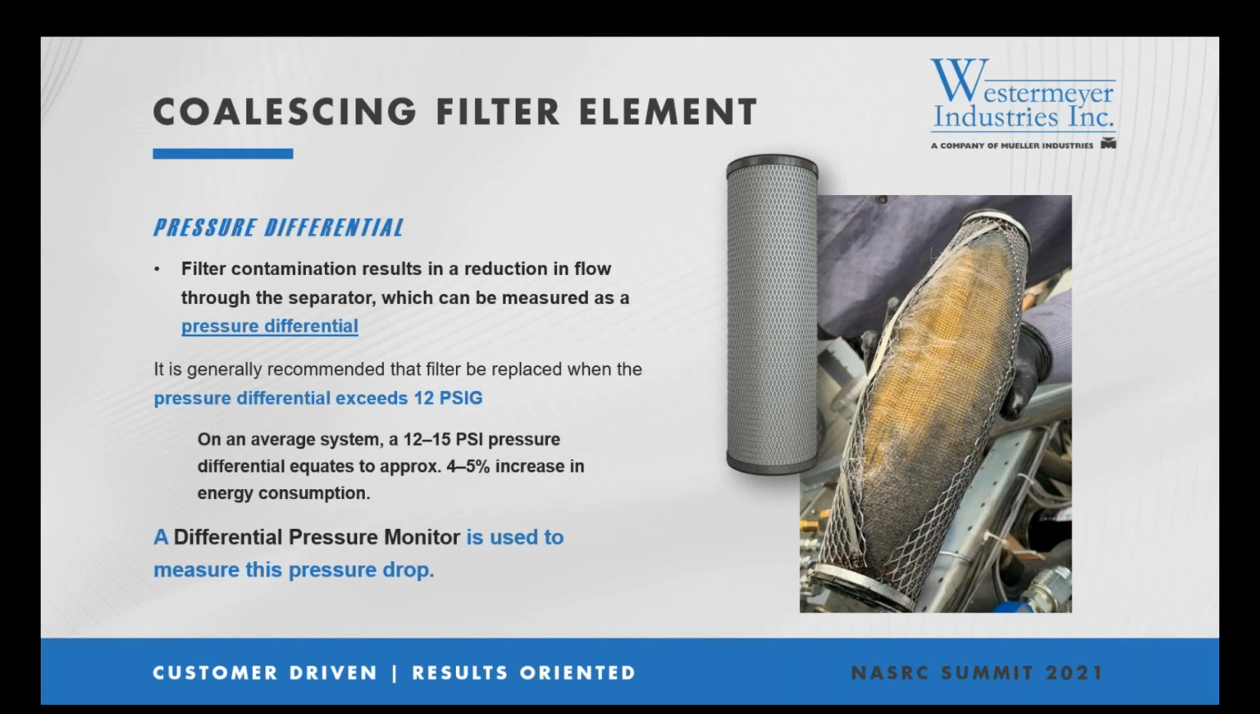Filter contamination results in a reduction in flow through the separator, which can be measured as a pressure differential, otherwise known as a pressure drop. You may also hear the term delta P used in the industry. We recommend that the filter is changed immediately when the differential exceeds 12 psi. Not only will measuring the differential across your filter assist with preventing a catastrophic failure, but it can also assist with energy consumption. On average, in refrigeration systems, if a 12 to 15 psi pressure drop is experienced, that is going to equate to approximately a 4 to 5% increase in energy consumption.